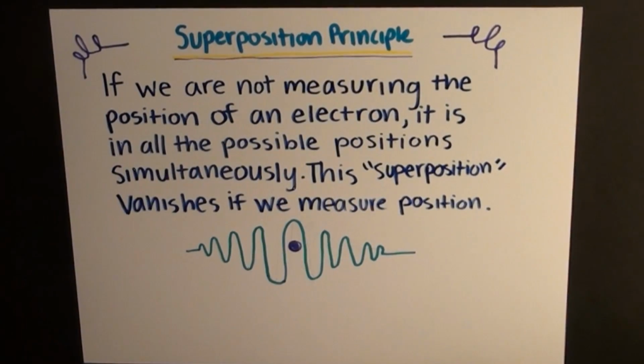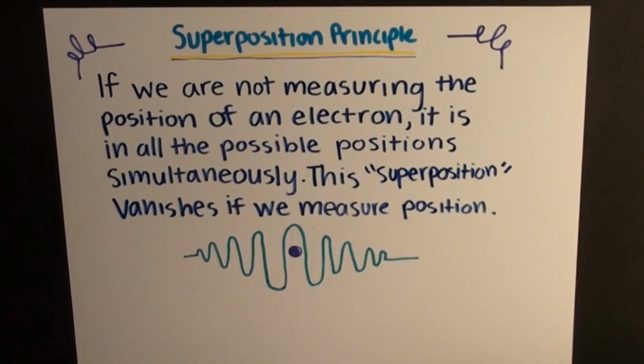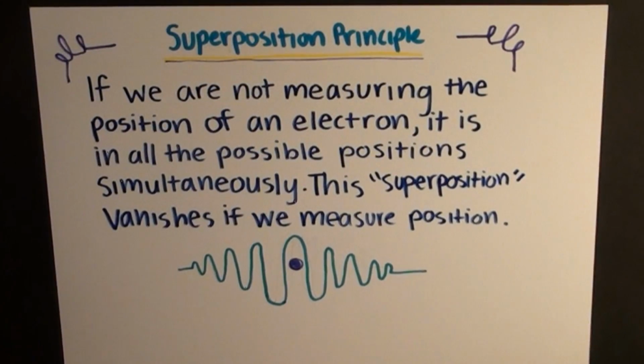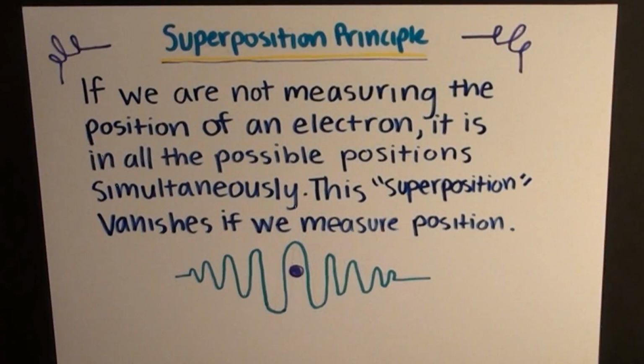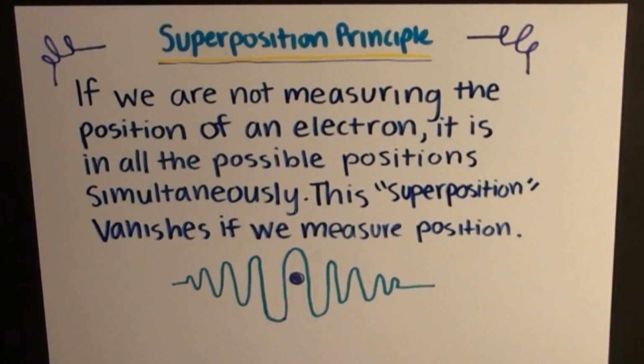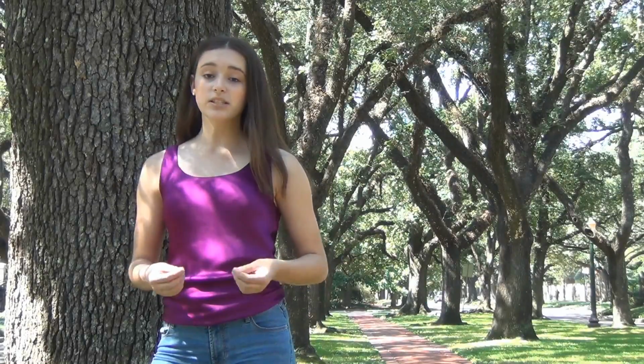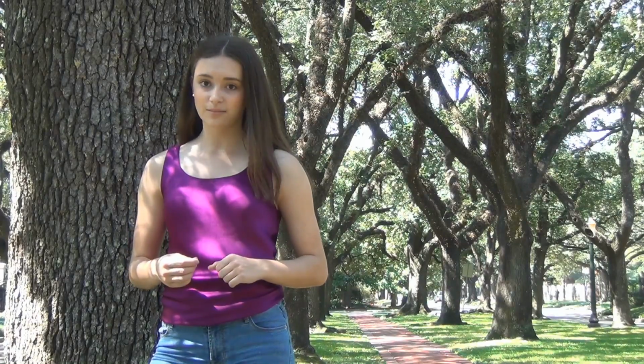This occurrence is the foundation of the superposition principle, which states if we are not measuring the position of an electron, it is in all possible positions simultaneously. This superposition vanishes if we measure a position. To explore the superposition principle further, let's discuss Schrödinger's cat.